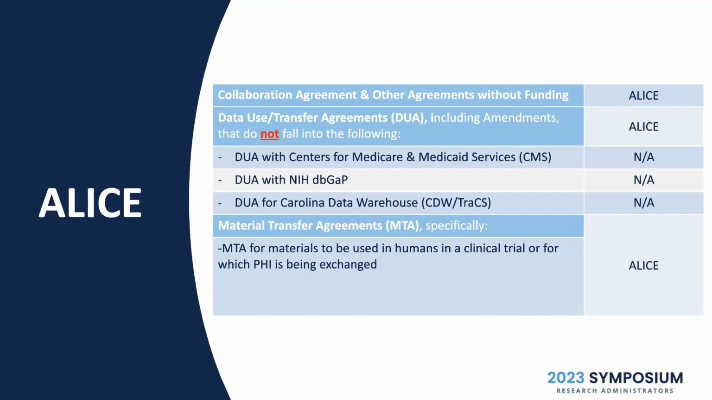And then material transfer agreements, only MTAs for materials that would be used in humans in a clinical trial or for which PHI is being exchanged would go through Alice. And just to mention, a lot of MTAs and some CDAs would be initiated through the Office of Technology Commercialization. So that would go through that office rather than OSP.